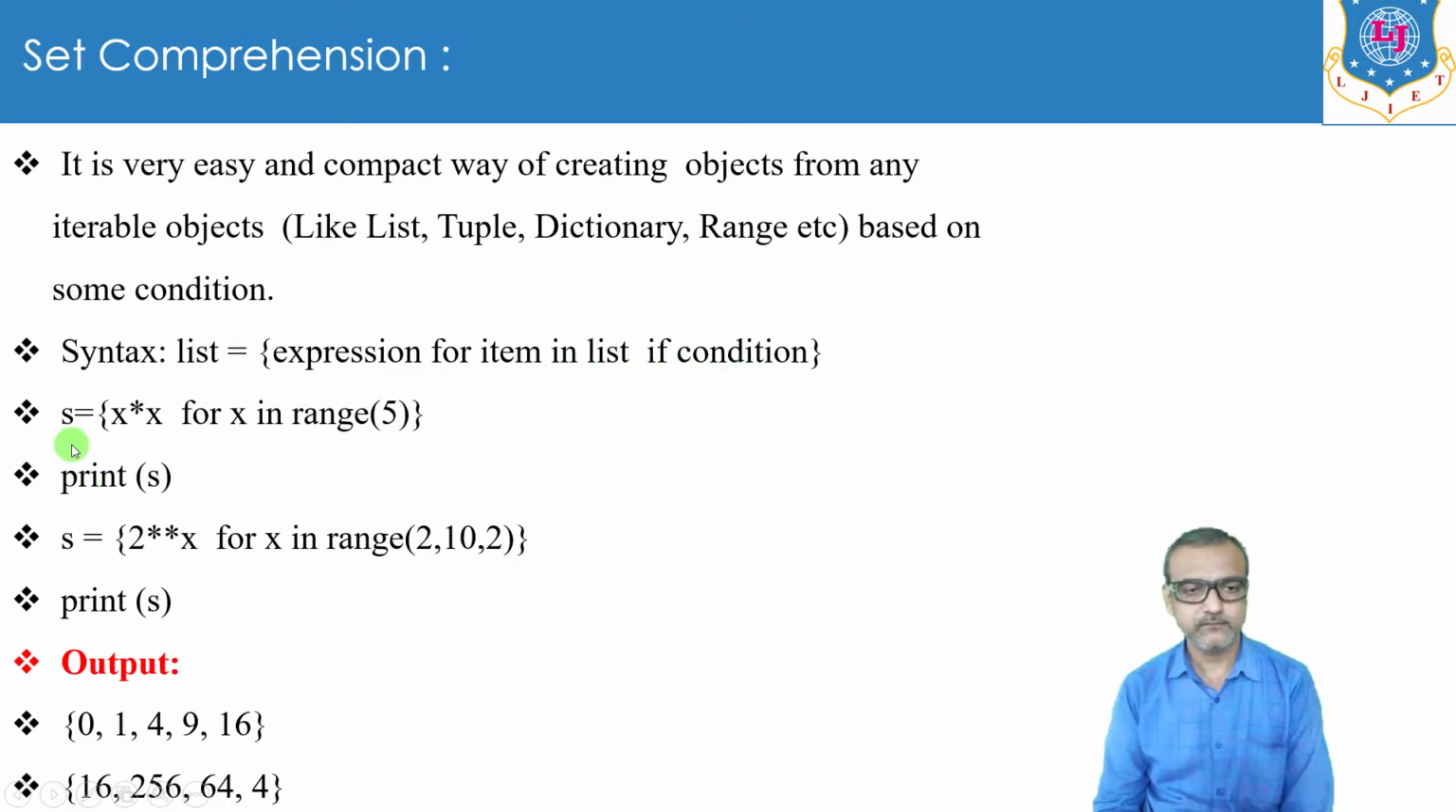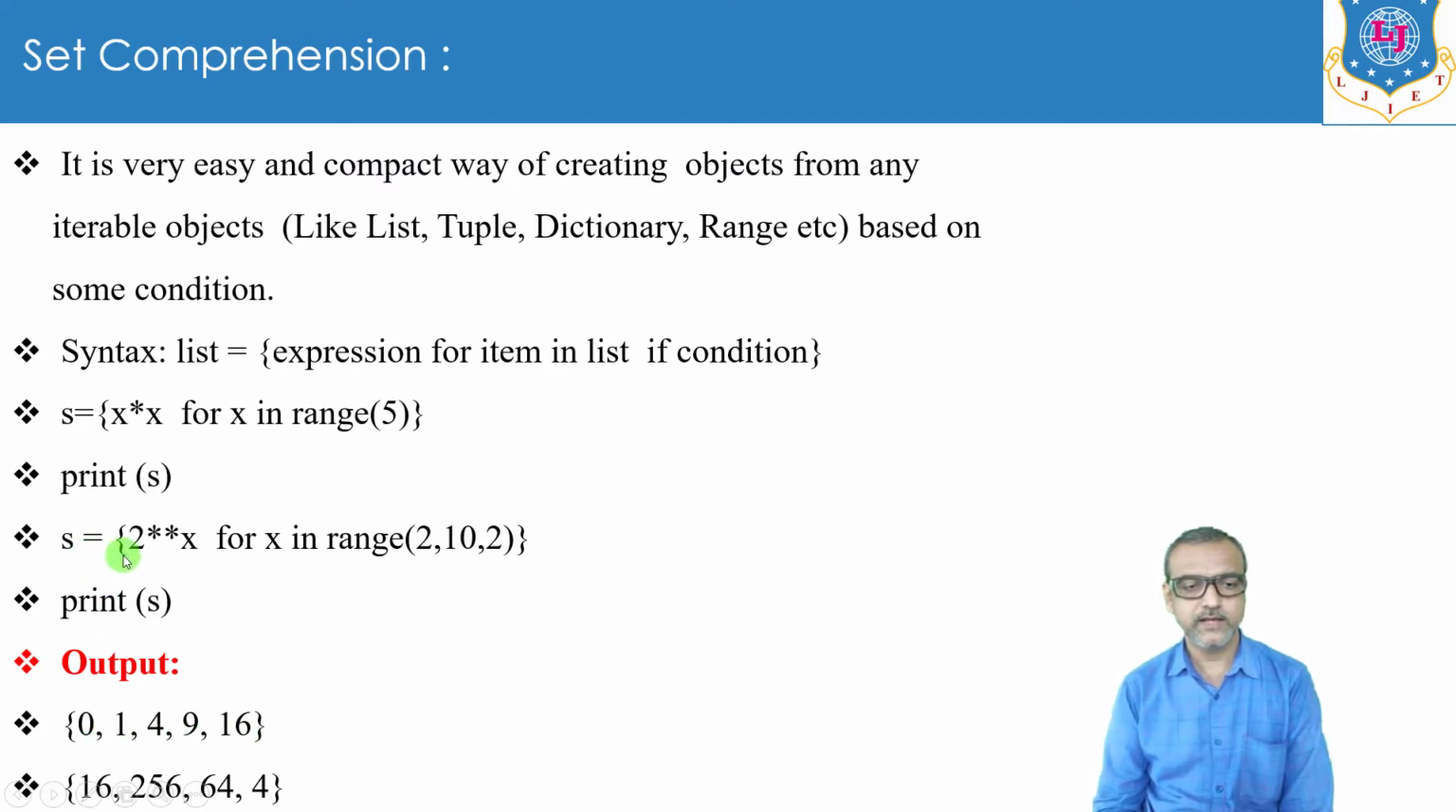For example, s equals to, in curly brackets, x star star 2 for x in range of 5. Range of 5 will give us elements from 0 to 5 minus 1, that is 0 to 4. So all possible values of x are from 0 to 4, and the expression will give us the square of all these values. So we have 0 square, that is 0, 1 square, that is 1, 2 square, that is 4, 3 square, that is 9, and 4 square, that is 16. If you write print of s, then this will be the output. This is nothing but the square of the numbers from 0 to 4.